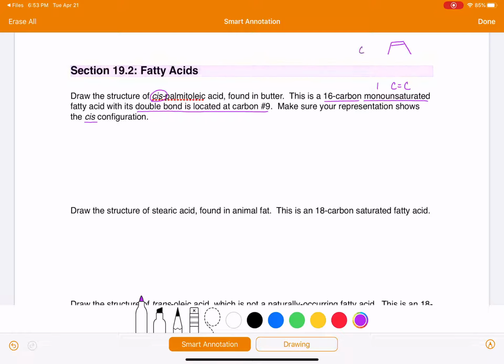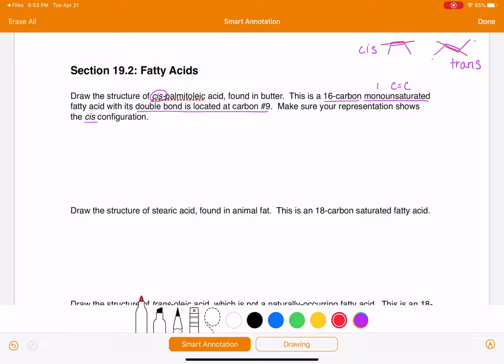So our cis molecule, if we're looking at the double bond, has 2 of the same things on the same side of the double bond, and our trans has a shape like that, where when we're looking at the double bond, we have 2 of the same things that are on opposite sides of the double bond. So we have to remember that.